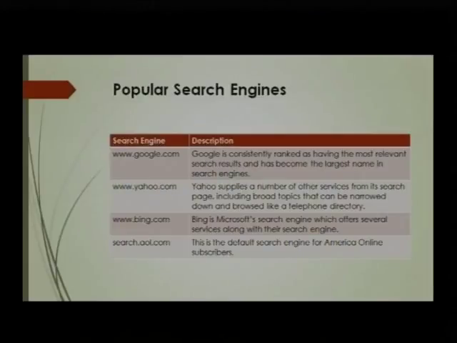So Yahoo will provide, along with search, a lot of other services from its search page, including broad topics that can be narrowed down and browsed like a telephone directory. If we open the Yahoo page, it will have, okay, this is news, here you can search this, here you can search this, and it is categorized in a lot of ways. Even Google also provides this, but Yahoo is also a search engine which has been there for a very long time. So Yahoo is also a very big search engine.